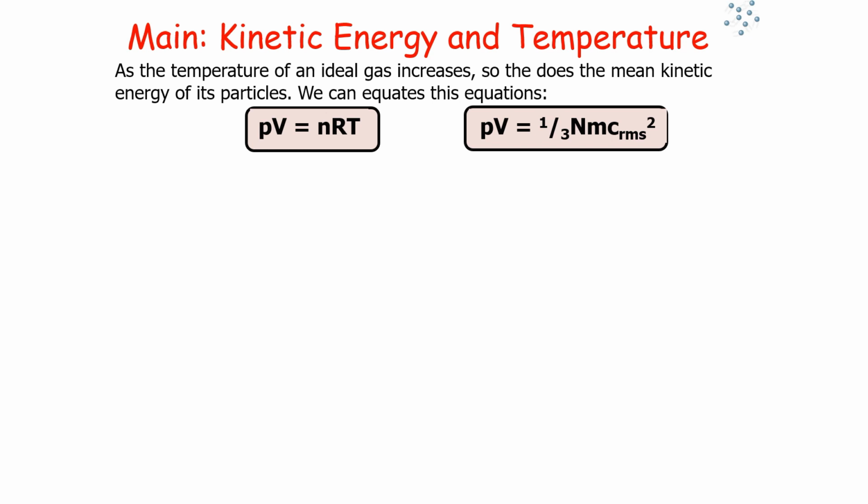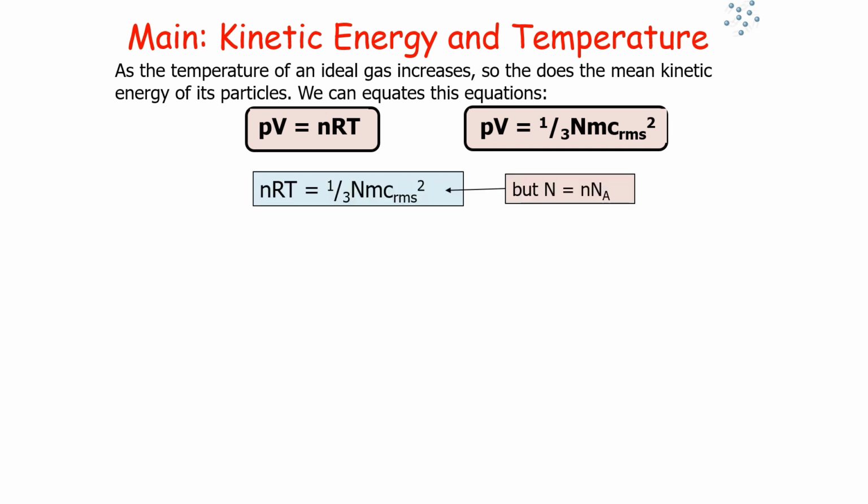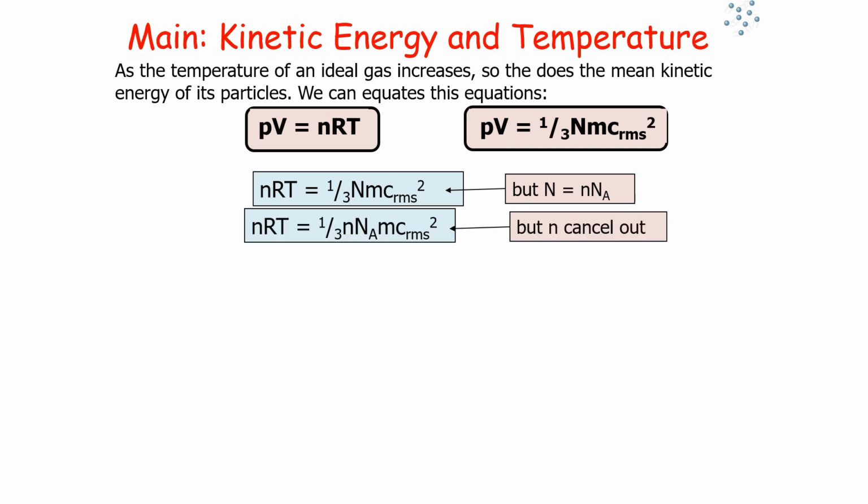So we can equate these two equations. PV is equal to nRT and PV is equal to 1/3 Nm c_rms squared. So you can link the two together. Now it's important to note that big N, the number of particles, is just the number of moles, small n, times Avogadro's number. So we can substitute that in, and the number of moles on each side of the equations cancels through. So we now get RT is equal to 1/3 N_A m c_rms squared.